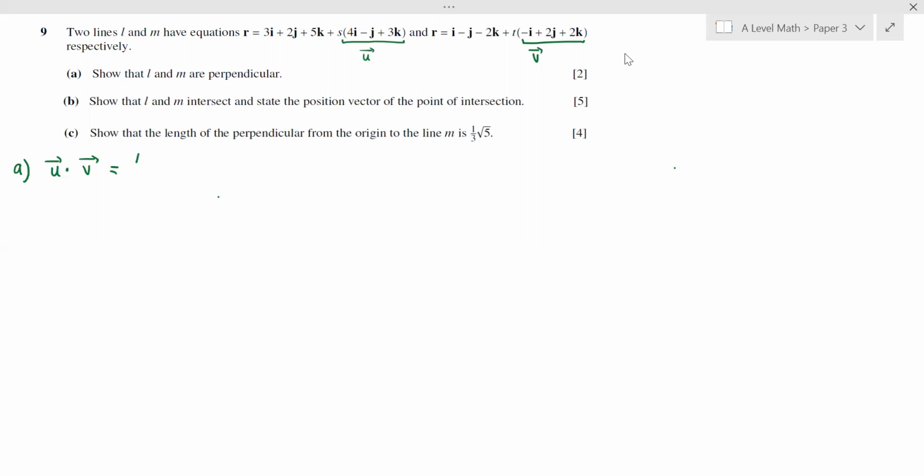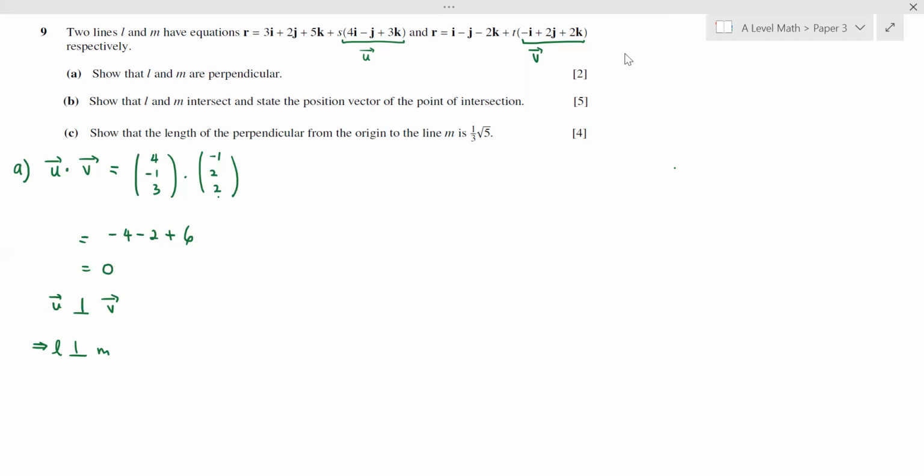So U here is given by (4, -1, 3), and vector V is given by (-1, 2, 2). And this will give us -4 - 2 + 6, which is 0. Since the dot product of the two direction vectors is 0, this means that vector U must be perpendicular to vector V, indicating that L must be perpendicular to M.